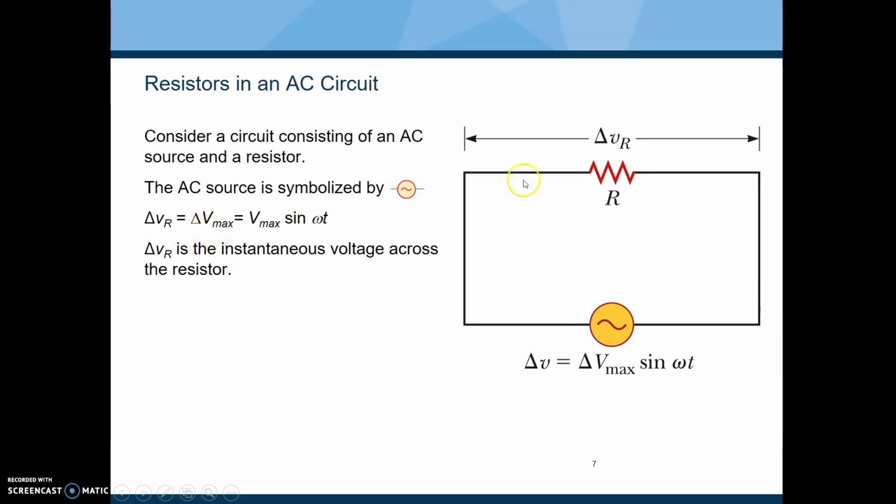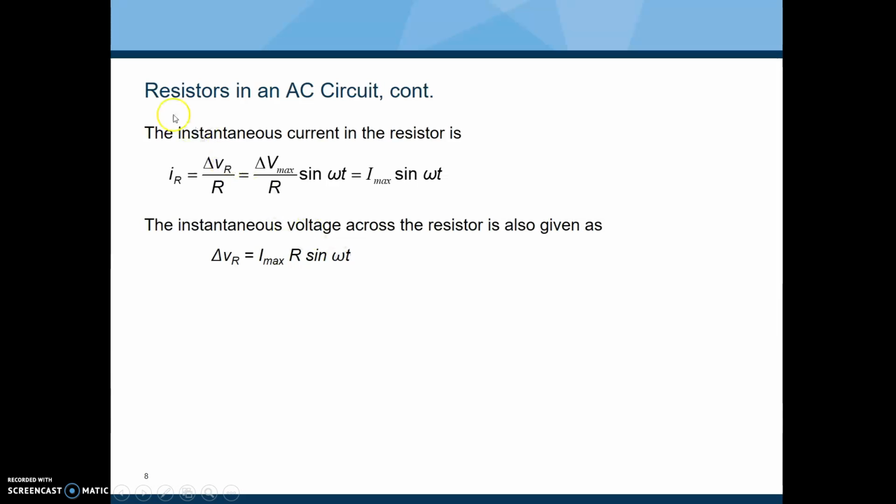vR is the voltage across the resistor, which is nothing but the voltage across the source, Vmax sin omega t. vR is the instantaneous voltage across the resistor. The instantaneous current in the resistor is iR = Vmax sin omega t by R. This Vmax by R is written as Imax. So Imax times R is your Vmax.